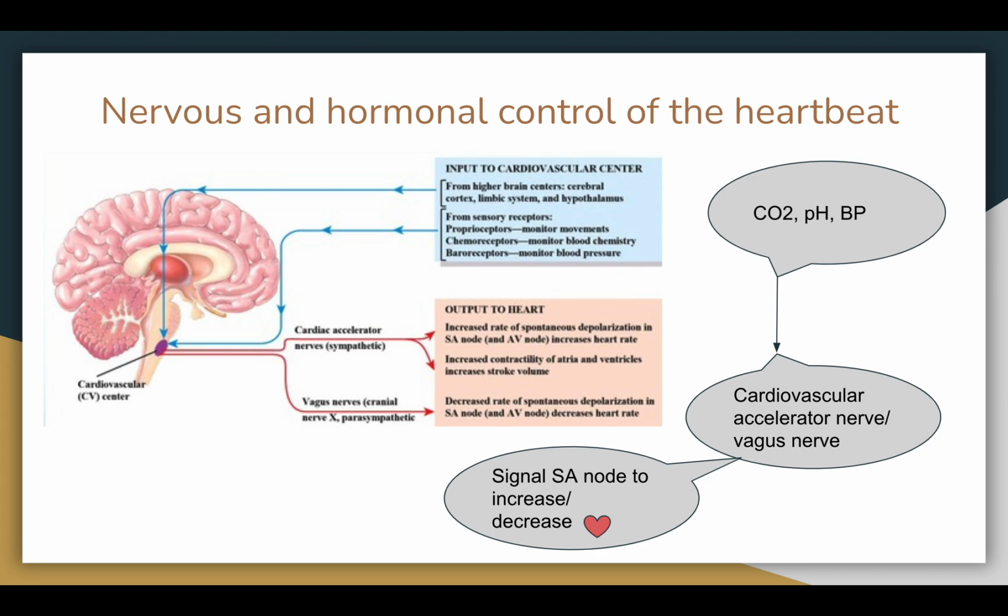Finally, our heart rate is also affected by hormones such as epinephrine, also more commonly known as adrenaline. So this is a hormone involved in the fight or flight response and is produced by the adrenal glands. This hormone is released into the blood and gets carried to the heart, causing the SA node to emit electrical signals at a greater rate, and that accelerates the heart.